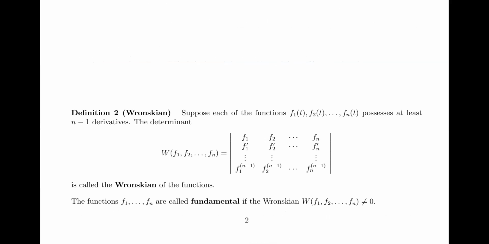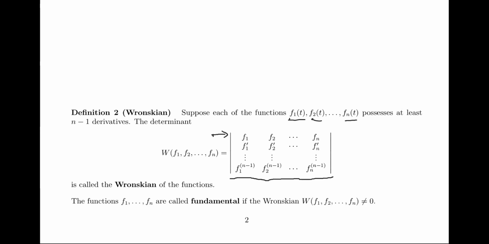First, let's suppose that each of the functions f sub 1 of t, f sub 2 of t, all the way to f sub n of t, all possess at least n minus 1 derivatives. And we say the determinant of this matrix is called the Wronskian of these functions. What is this? Well, we just put all of the original functions up in the first row. We place all of their derivatives in the second row, but make sure that we line it up where f sub 1 is in the first column and f sub 2 is in the second column, and we don't mix those up.